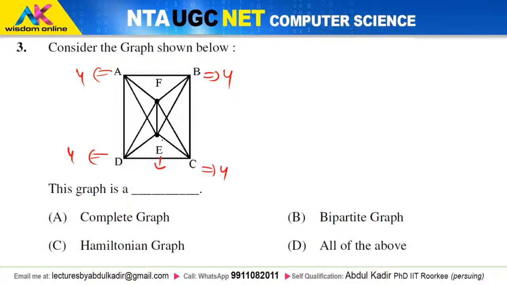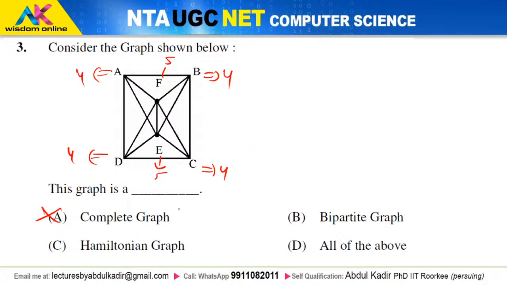What is the degree of E? The degree of E is 1, 2, 3, 4, 5. The degree of E is 5. The degree of F is 1, 2, 3, 4, 5. So 5. So you can see, first of all, this is not a complete graph. Why? Because in a complete graph, all the vertices have the same degree. But here you can see some vertices have degree 4, some vertices have degree 5. So this is not a complete graph.